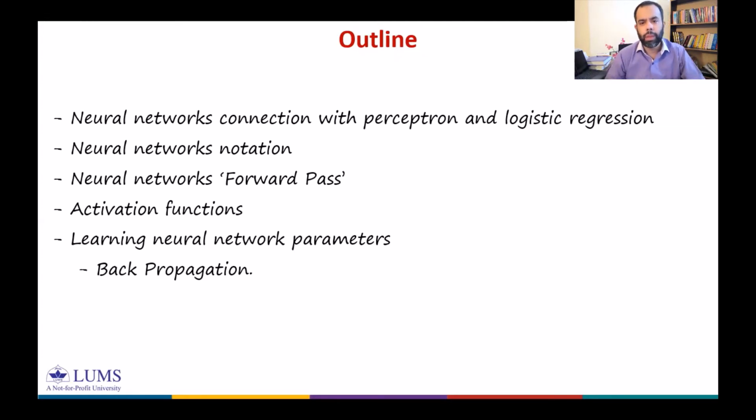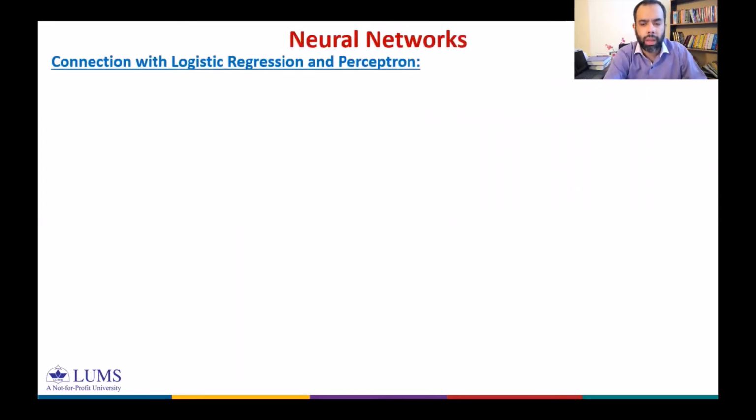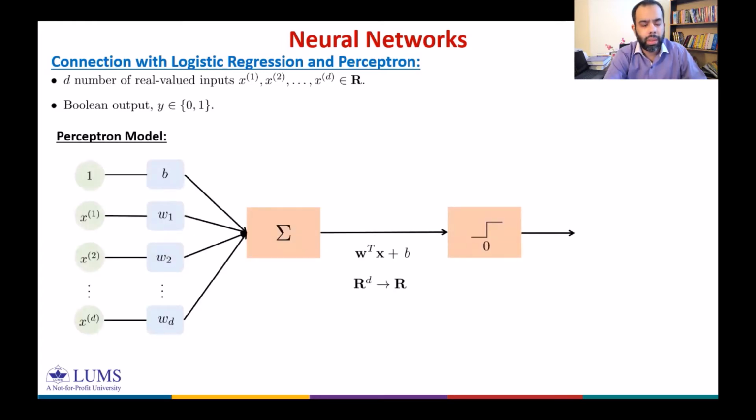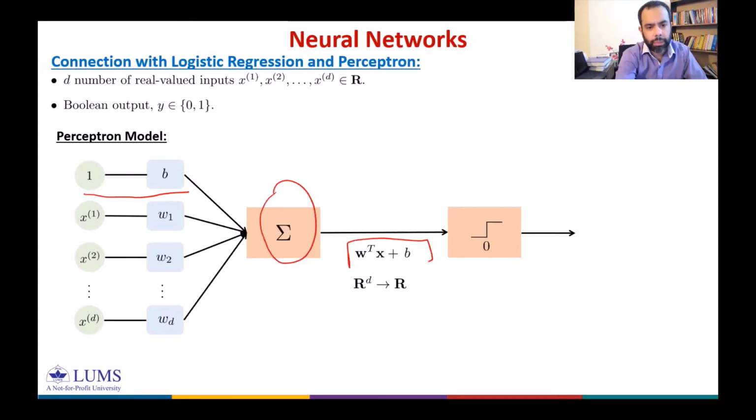Okay, let's begin. We start with our prior knowledge, that is establishing a connection with logistic regression and perceptron. So we have d number of real valued inputs and we have a Boolean output. We studied a perceptron model, where we take a weighted combination of inputs and add a bias term to it. So this is aggregation, and what we get is W transpose X plus B. We refer to this as the pre-activation output of the perceptron. Then we pass this pre-activation output through a step function, which we call the activation function. If W transpose X plus B is greater than or equal to 0, the output of the activation function is 1, or 0 otherwise.